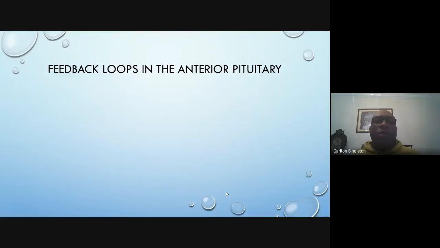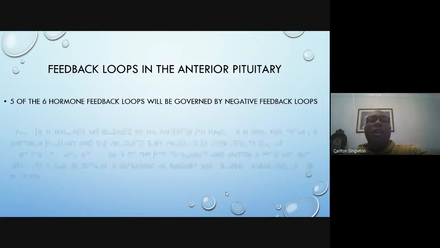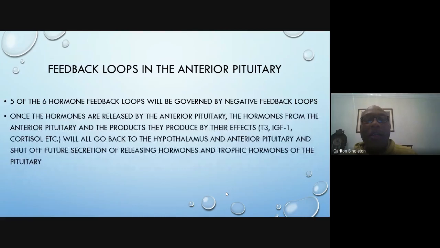Feedback loops in the anterior pituitary. Five of the six hormone feedback loops will be governed by negative feedback loops. So guys, the vast majority of the feedback loops we talk about in A and P are going to be negative feedback loops. Once the hormones are released by the anterior pituitary, their products and their effects, either T3, IGF, or cortisol, will all go back to the hypothalamus and the anterior pituitary and shut off future secretion of releasing hormones.